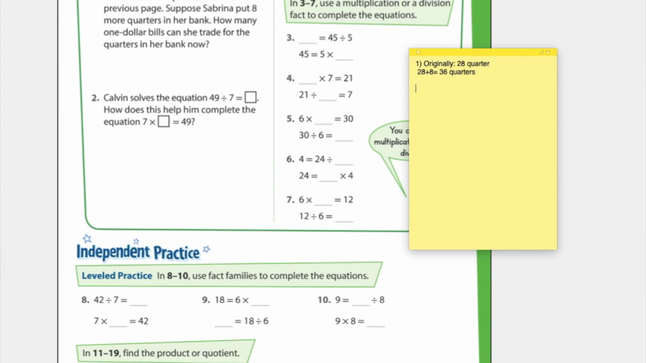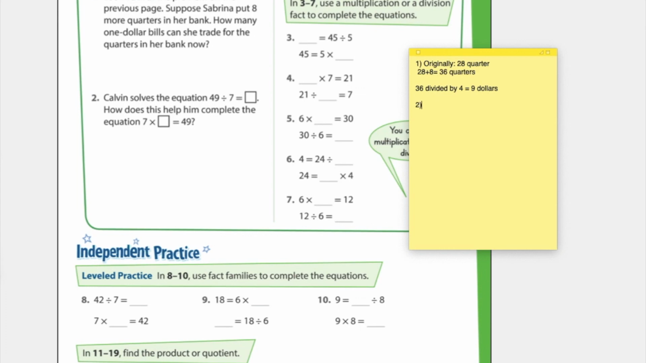And so now she wants to see how many quarters or how many $1 bills she can get out of that. So what you need to do is do 36 divided by 4, since we know that a dollar has 4 quarters in them. So 36 divided by 4 quarters will give you the answer of 9. So she will get $9. Okay.